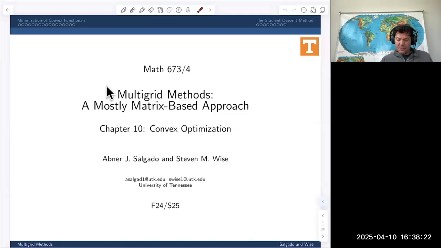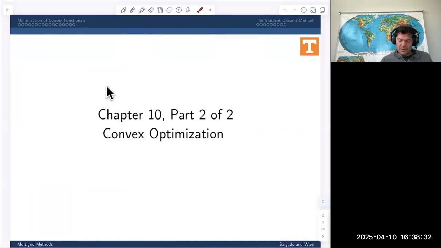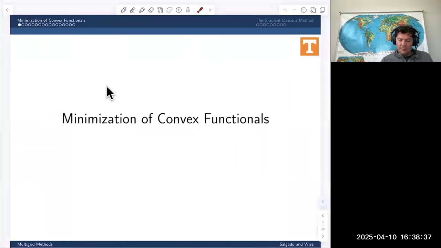All right, so we just finished slide deck 1 of chapter 10 on convex optimization, thankfully. And now we're on to the second one, part 2. We're talking about convex optimization. And now we've set the stage, and I think we can start talking about minimization of convex functionals. It's kind of the easiest thing where we can say we have minimizers that are at least in many cases unique.